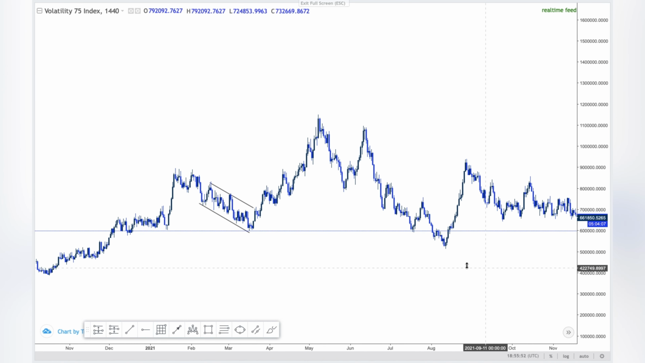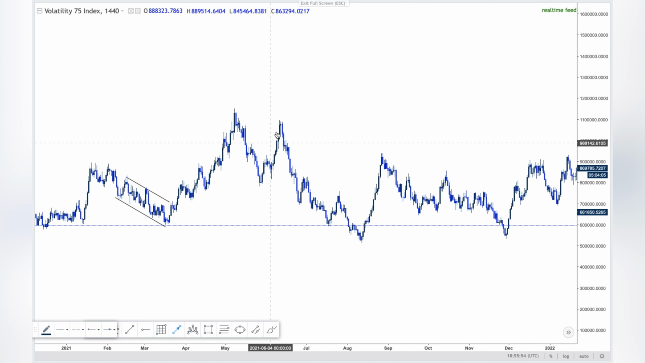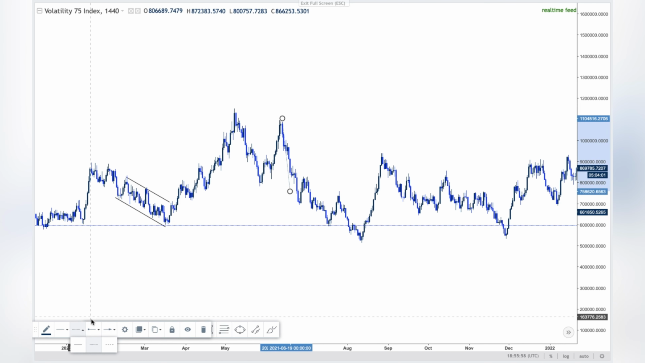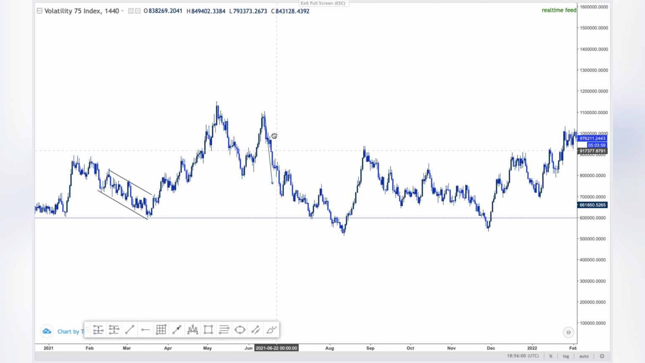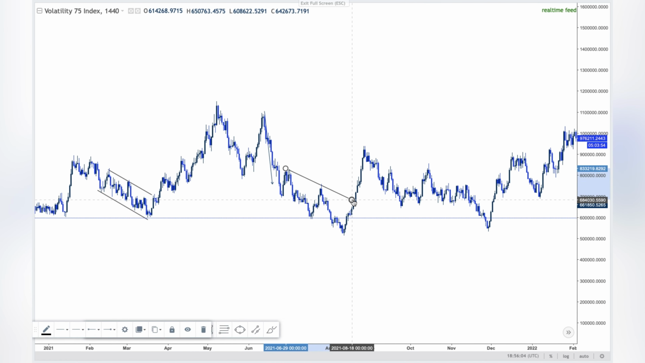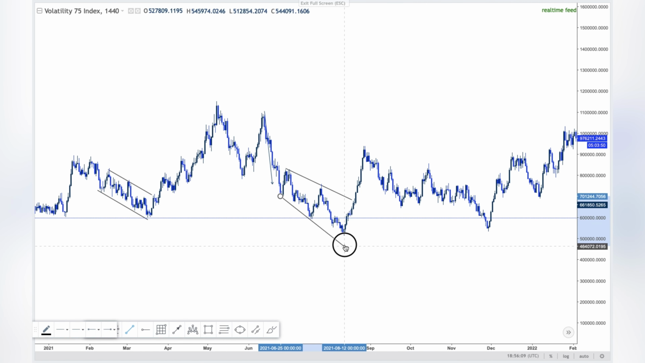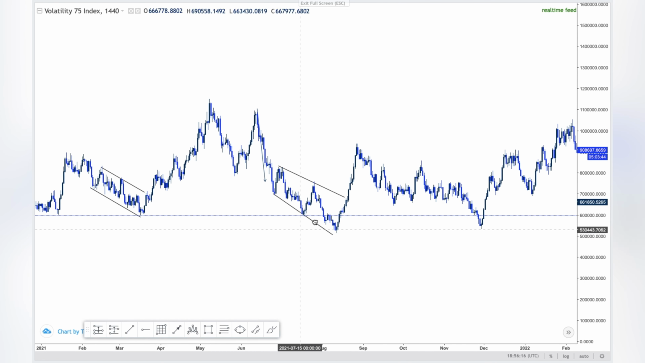You can see a bigger one here. We had an impulse to the downside. I was using that too for liquidity count. This is an impulse to the downside, and then we have a correction to the same downside but in a corrective way, and then we had the bullish reversal to the upside. You see, so that is a running channel.